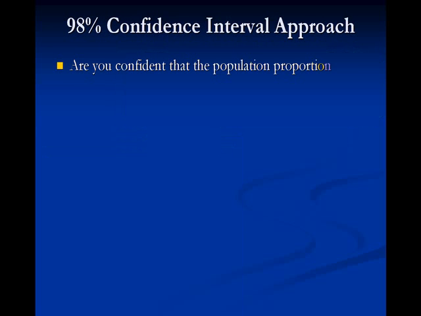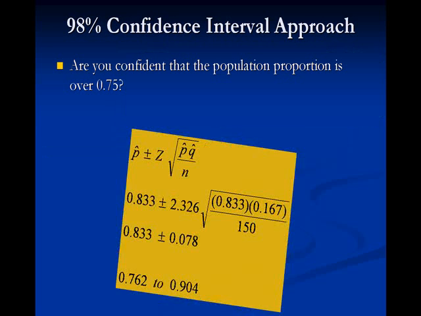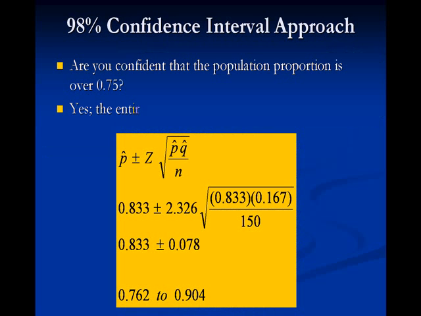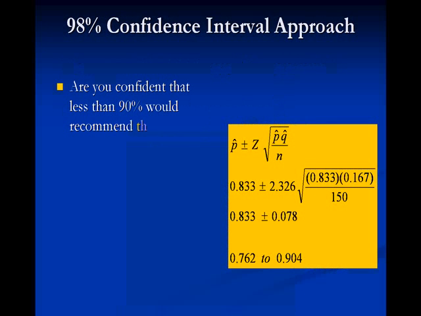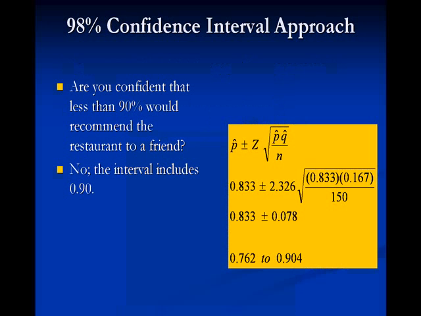So we're confident the population proportion is over 0.75? Yes, the entire interval is greater than 0.75. Are we confident that the population proportion is less than 0.9 or less than 90%? No, the interval includes 0.9.